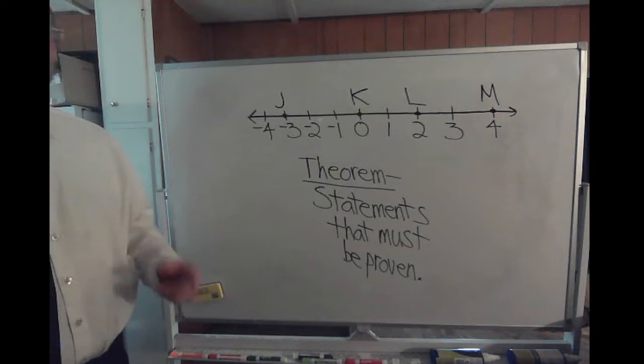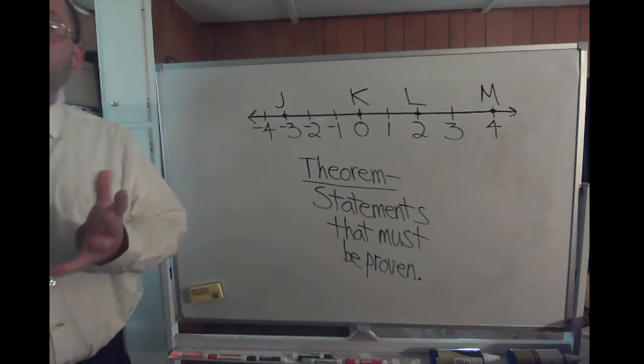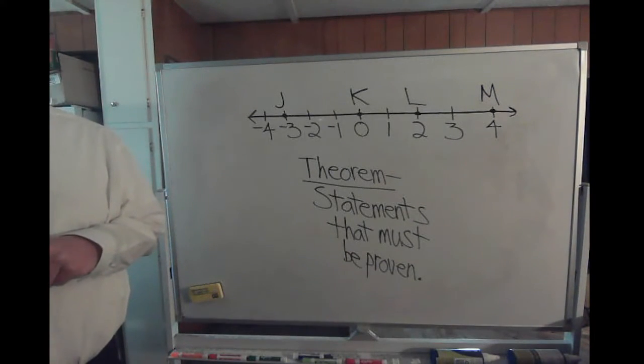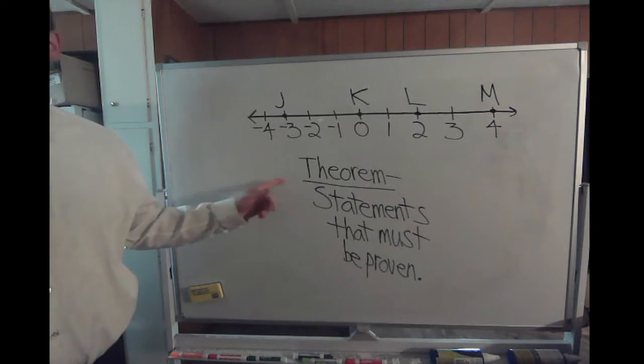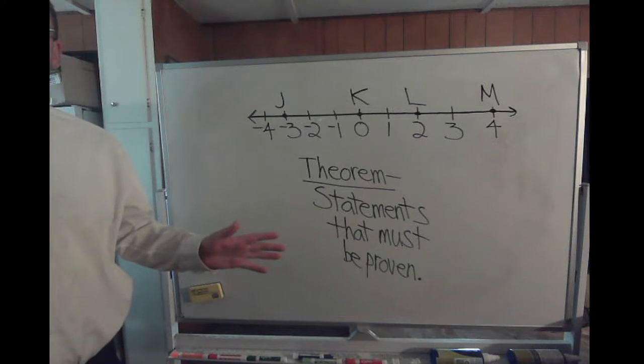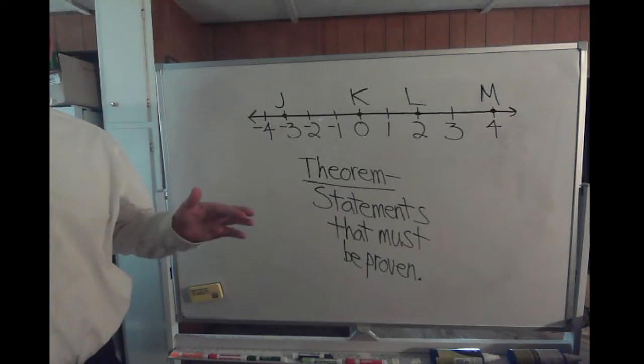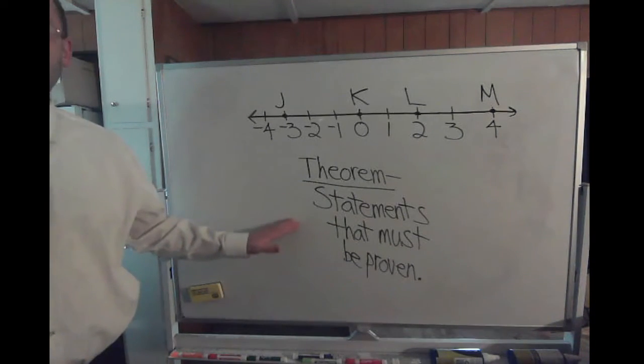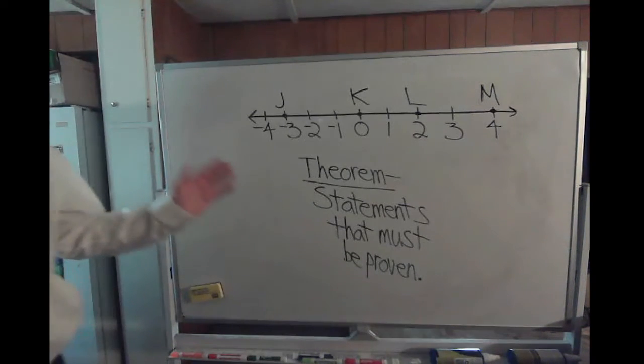Now, of course, you'll be given some information at the beginning of the proof. You can use what's given to you. You can use postulates. You can use definitions. And if you've learned past theorems and proven those, you can use the past theorems that you've learned and proved to prove new theorems.